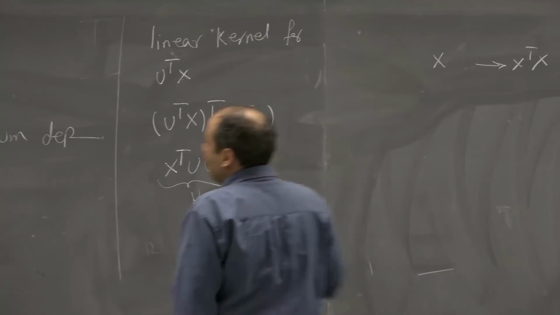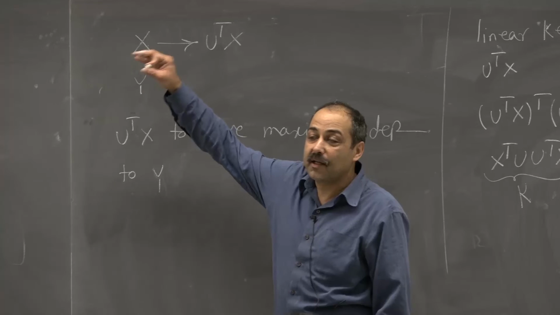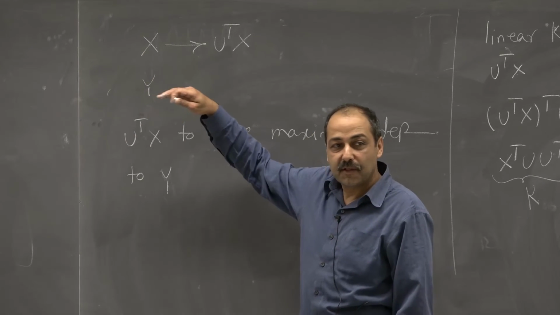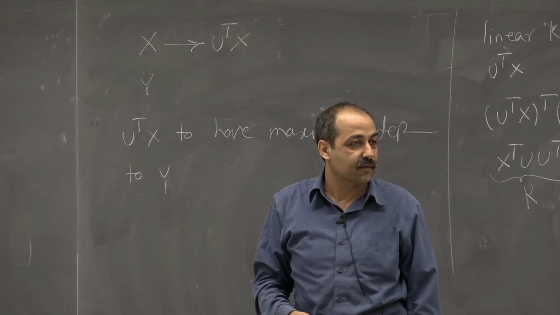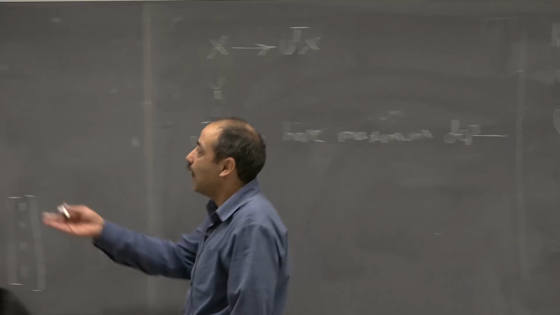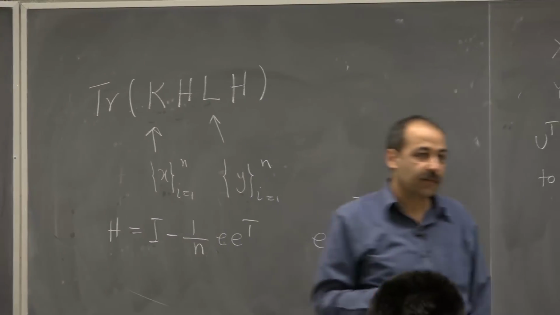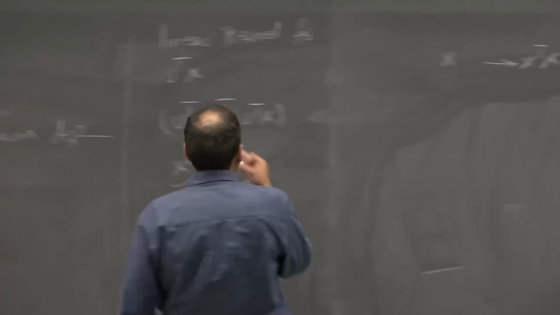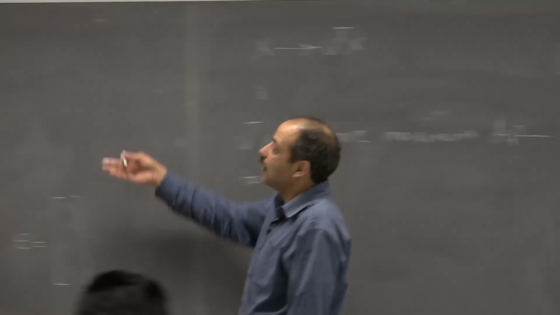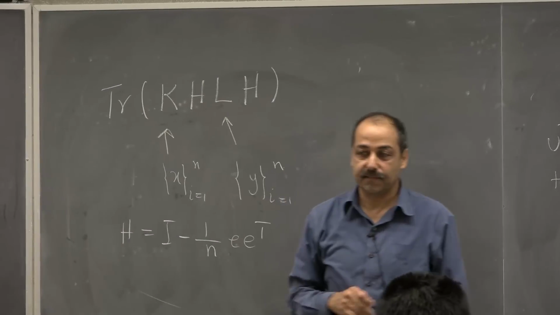And I have Y, and I can compute a kernel over Y. Any kernel, just call it L. For X, I computed a kernel over U transpose X. For Y, I just compute any kernel over Y and call it L.